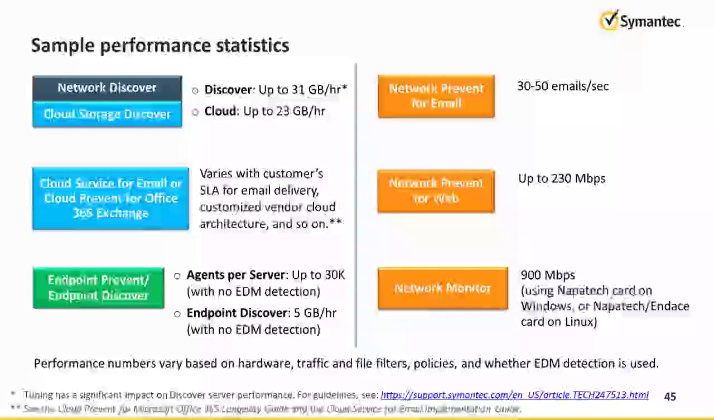When planning your Symantec DLP architecture, it is often helpful to have some sample performance statistics for the various components. Note that the following statistics shown in this figure are general examples only, and that actual performance and production will vary based on hardware, network topology, traffic and file filters, your DLP policies, and other factors. Nevertheless, the sample performance statistics shown here can be helpful during the planning stage of your implementation.